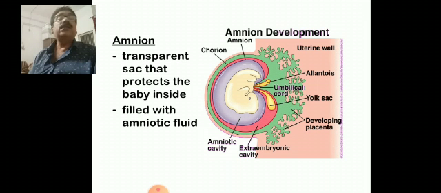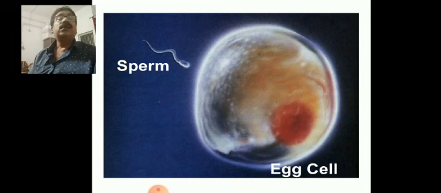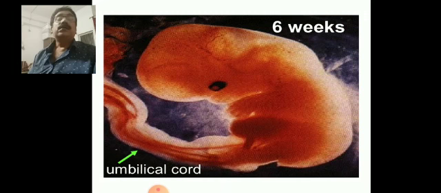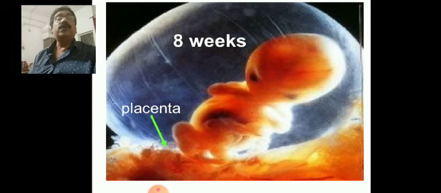Now this umbilical cord is connected to the mother, and the mother gives nourishment to the child, like oxygen and food, and carbon dioxide and the waste products are also taken out through the umbilical cord to the mother. Finally, it takes around 280 days for a human baby to grow, normally 280 days, or we can say 9 months.